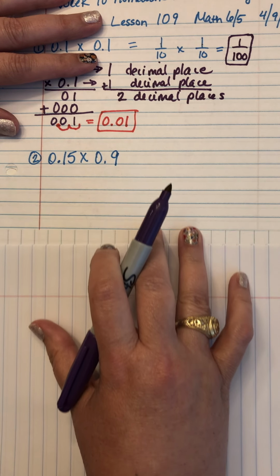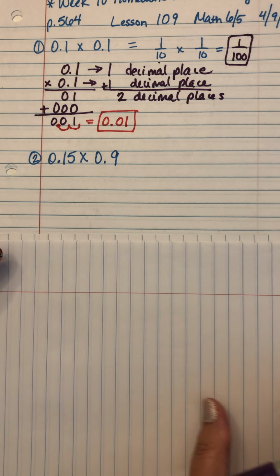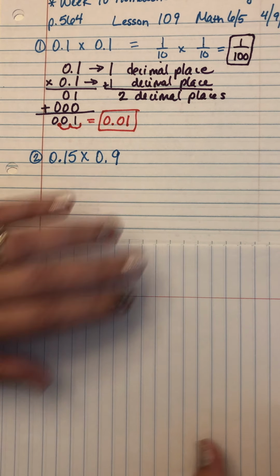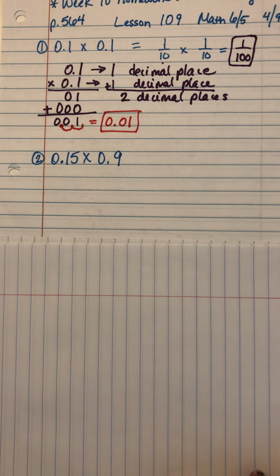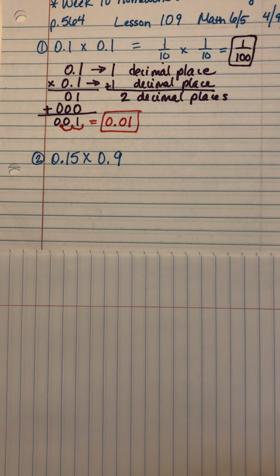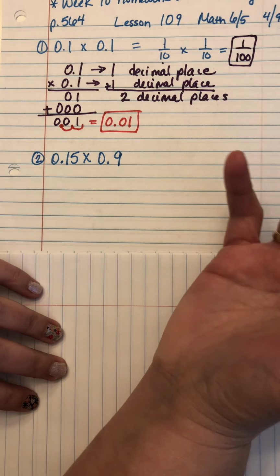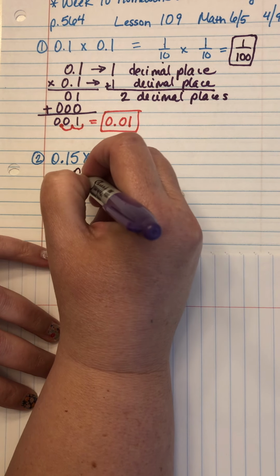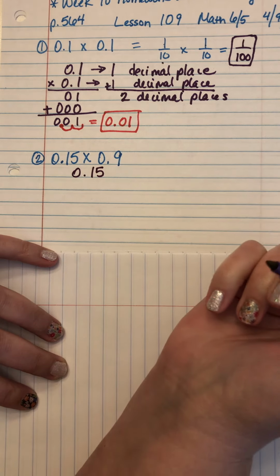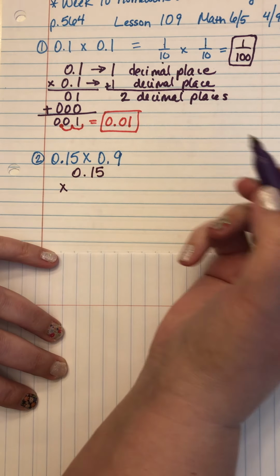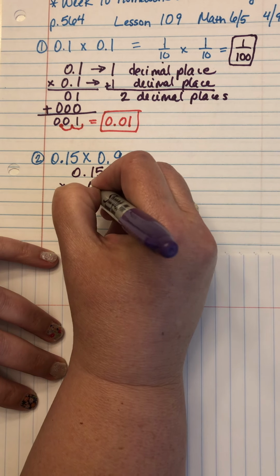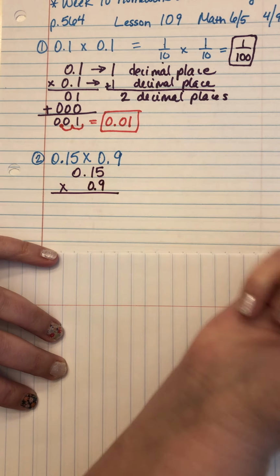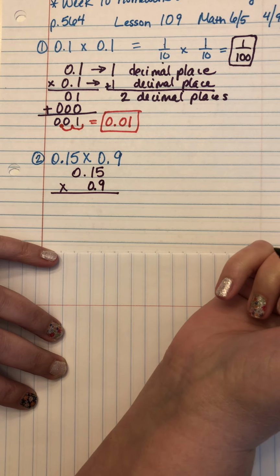Okay? So moving on to another example, we have 0.15 times 0.9, 15 hundredths times 9 tenths. So this one will be an example where you do not have to line up those decimal points like you did when you added and subtracted decimals. You can just write your problem vertically. So I will do that. 15 hundredths times 9 tenths, and I'm just placing my numbers vertically, okay?